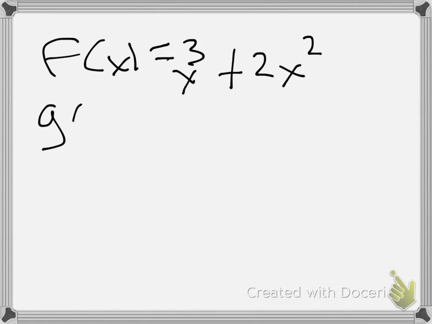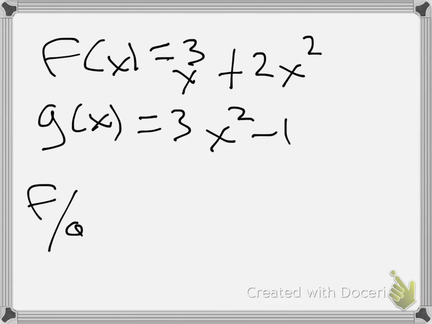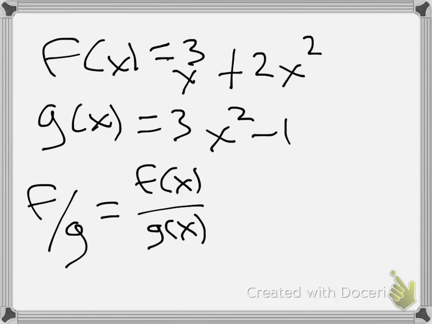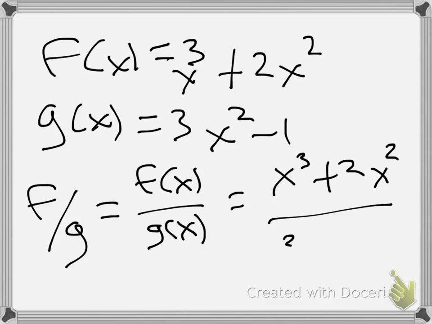So again, f of x was x cubed plus 2x squared, and g of x was 3x squared minus 1. So dividing simply means that I write one over the other, and f of x will be in the numerator here. So this is x cubed plus 2x squared, and then the denominator becomes 3x squared minus 1.